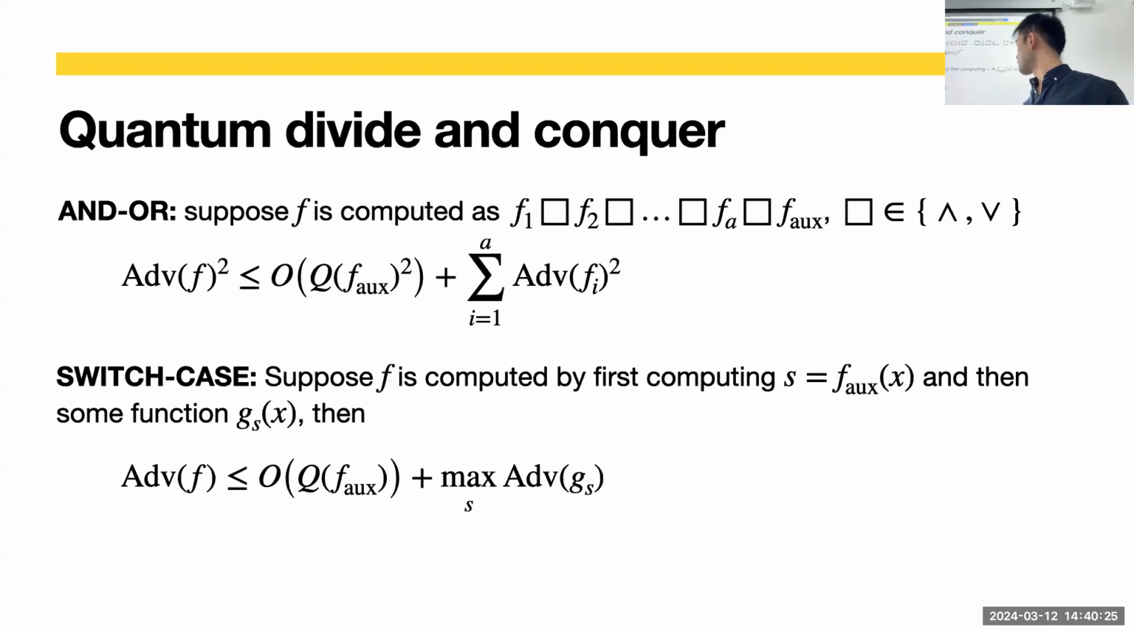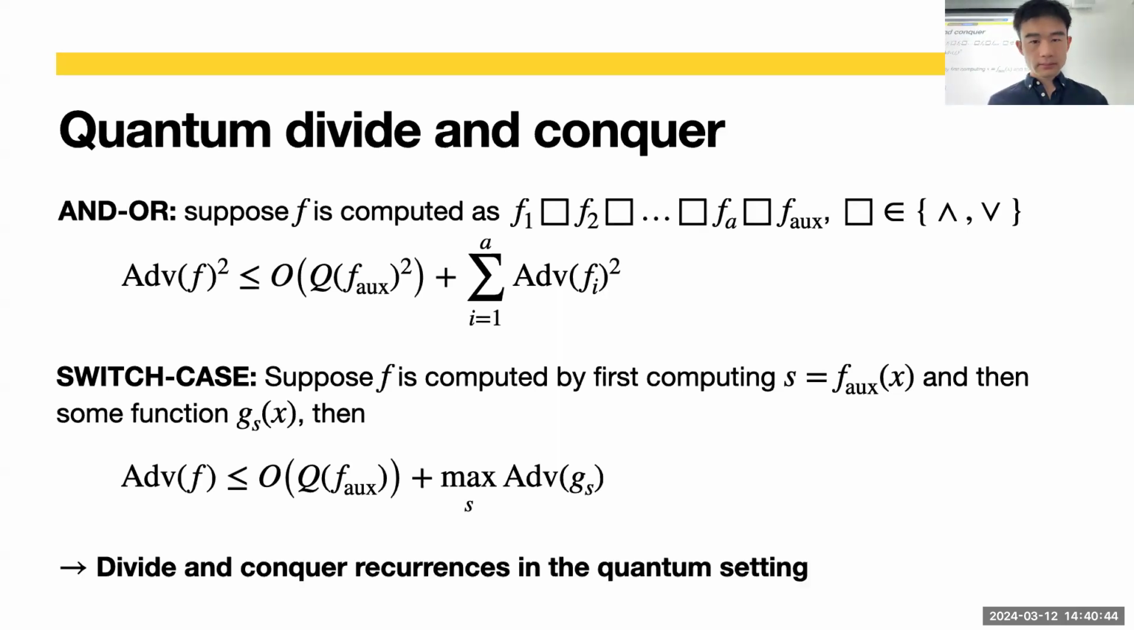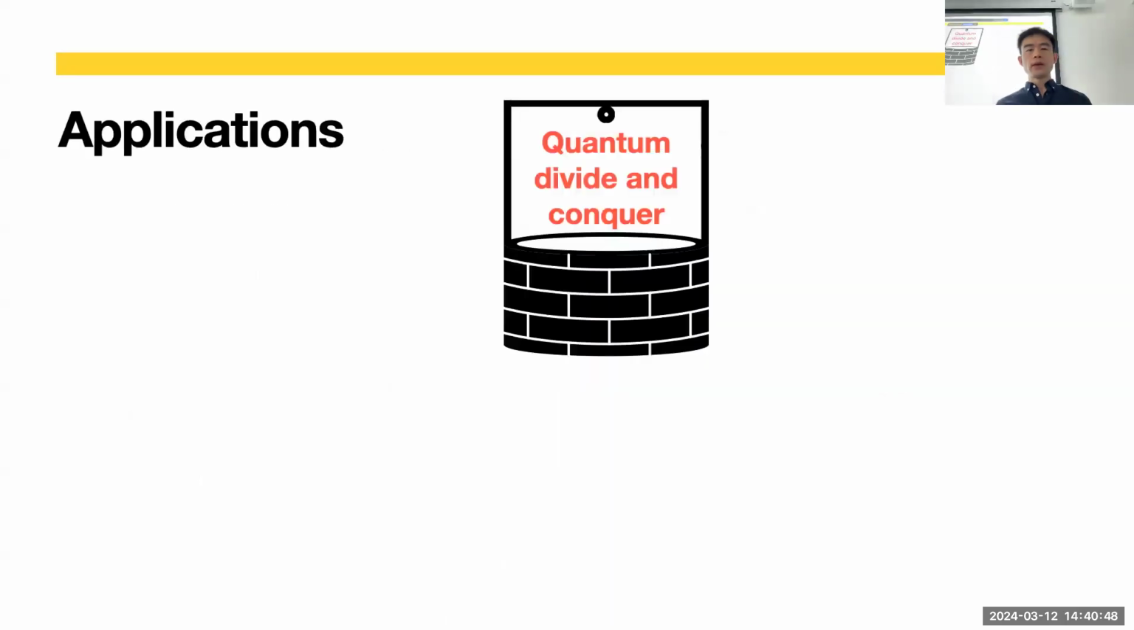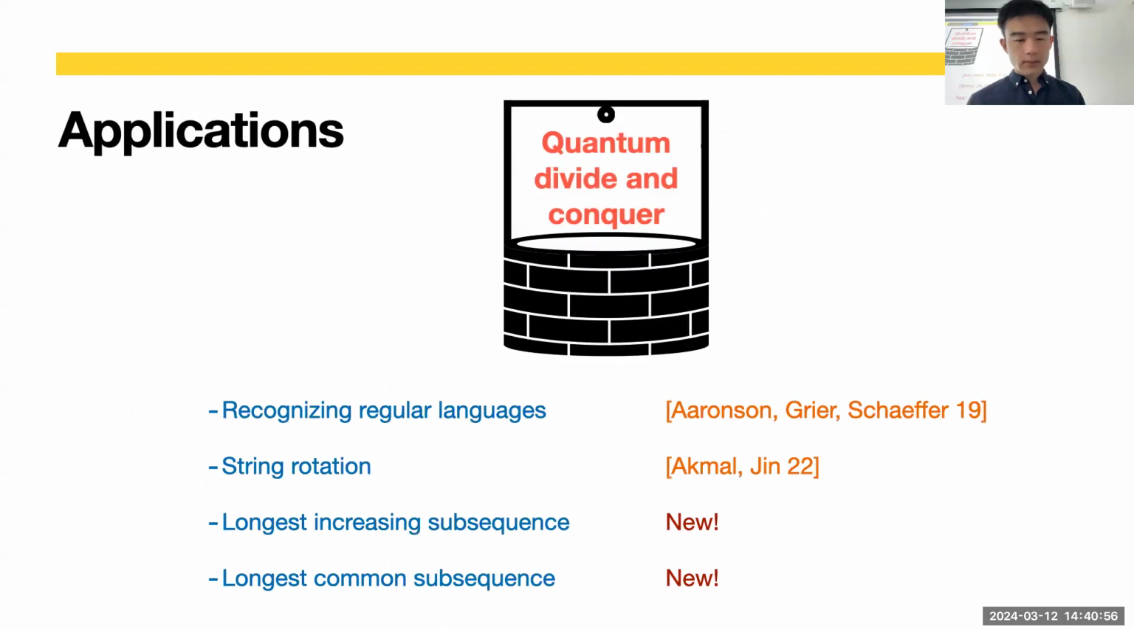And so these two inequalities are what we'll be using as our workhorses to solve some specific problems. So what are those specific problems that we consider in this work? We apply it in this work to 4 string problems. In my presentation today, I will go over in some detail the application to longest common subsequence and to recognizing regular languages. If you want the details of the other 2 applications, I encourage you to look at our paper.